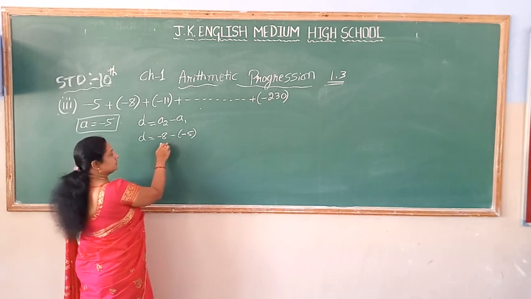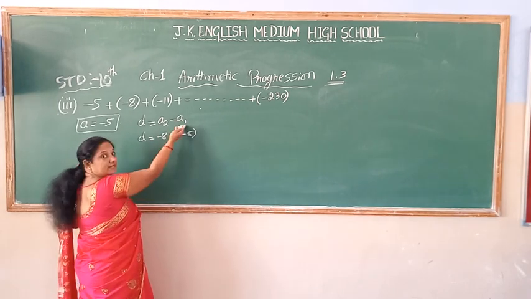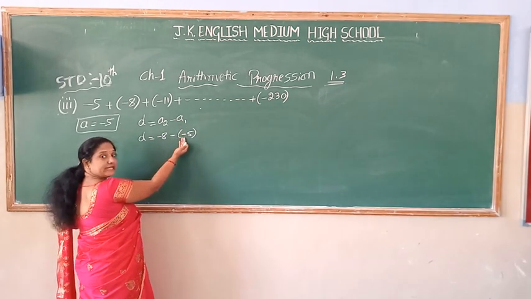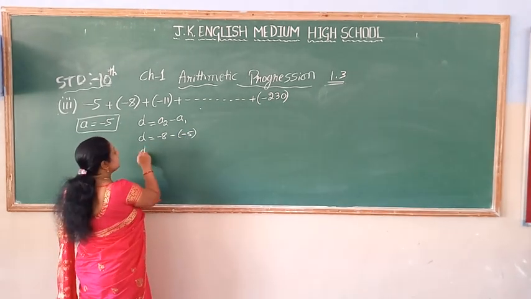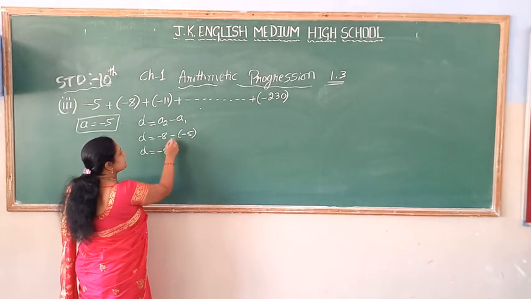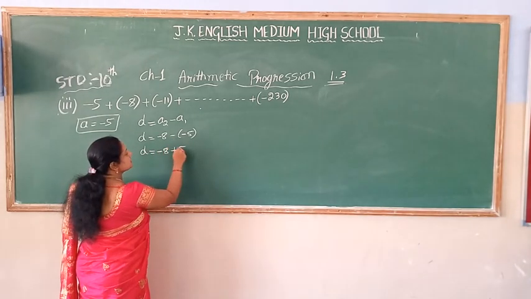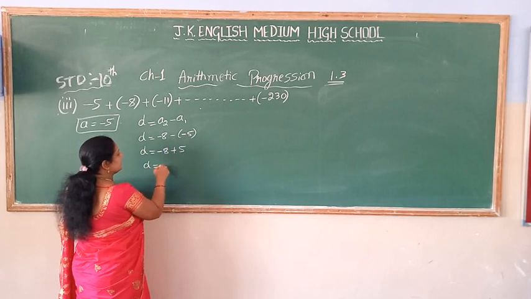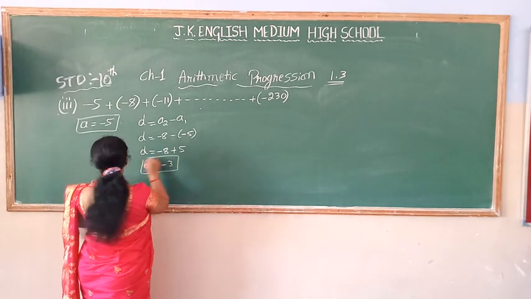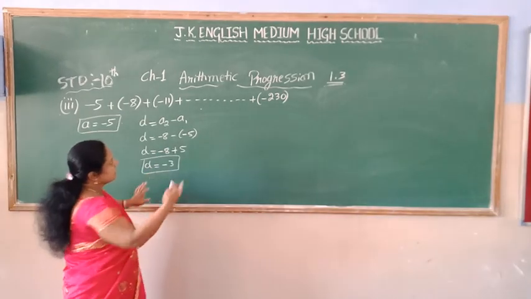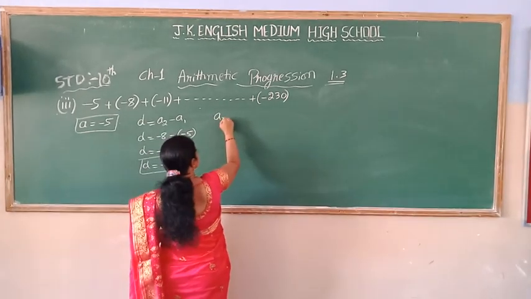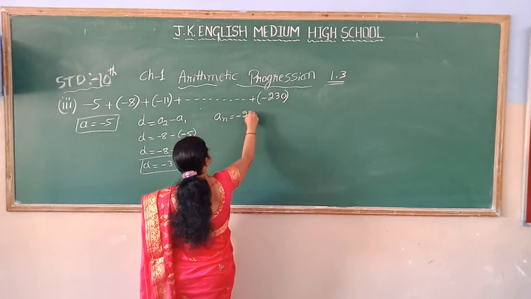Be careful when you are subtracting the first term from the second term. If you do not write the sign this way, you may get a different answer for D. So D is equal to minus 8 minus into minus, plus 5. So the D value will be minus 3. So you have A as minus 5 and D as minus 3. And the nth term you know now: the nth term is minus 230.